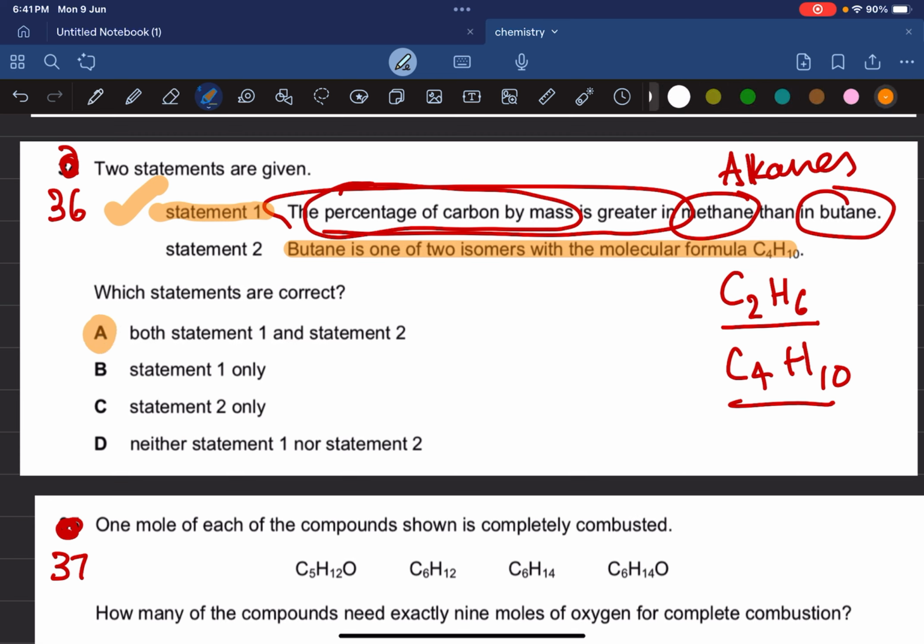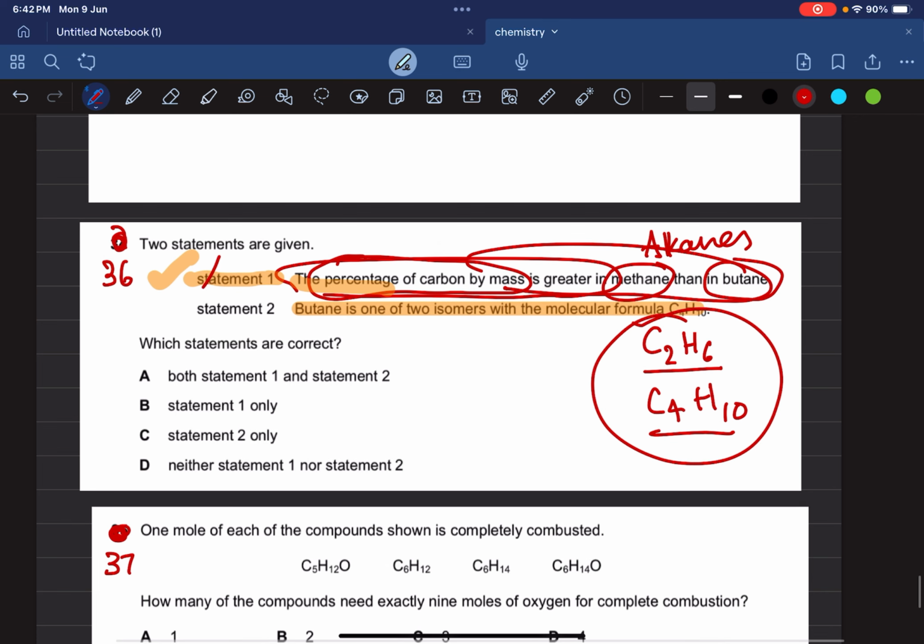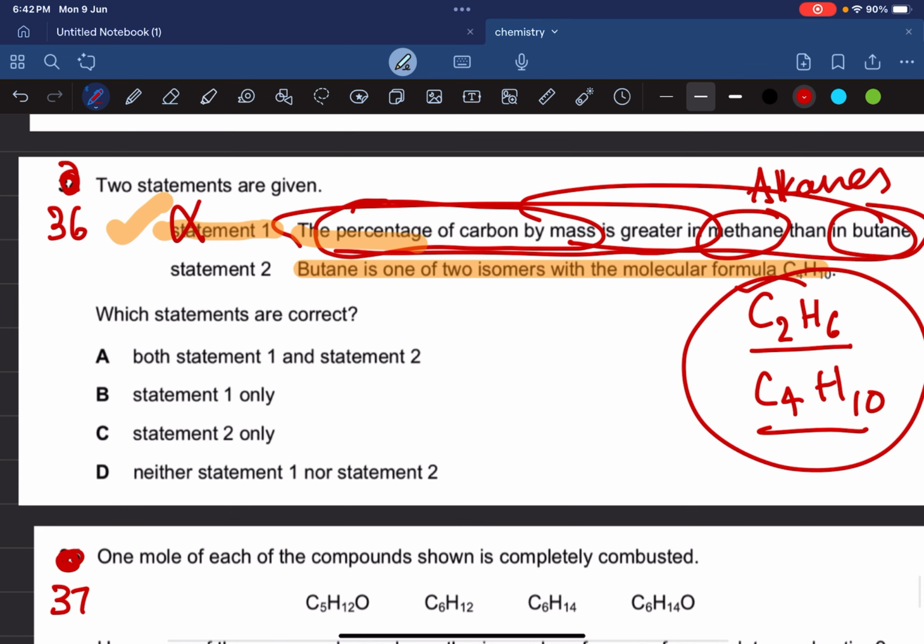Oh no, statement 1 is incorrect. Sorry. It's not greater, it's equal. The percentage by mass is greater in methane than in butane? No, both have equal percentage by mass, so that's going to be incorrect. So statement 2 is only correct.